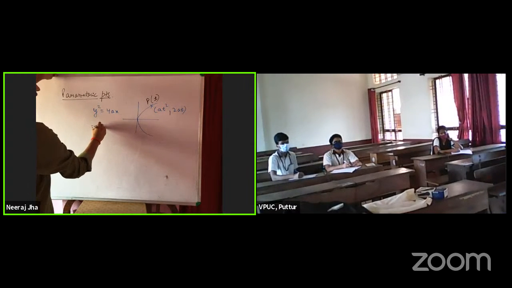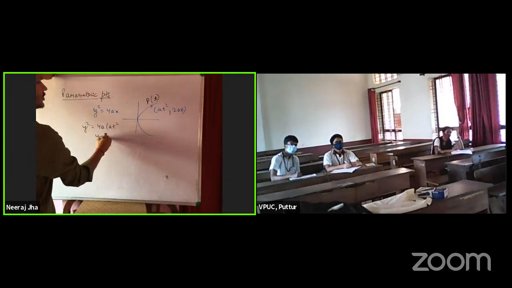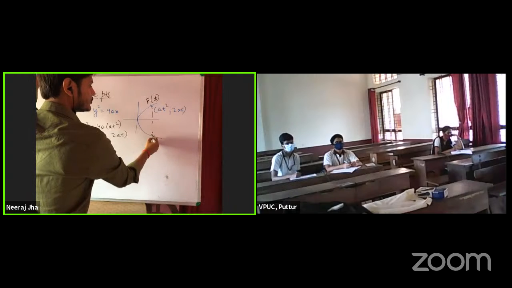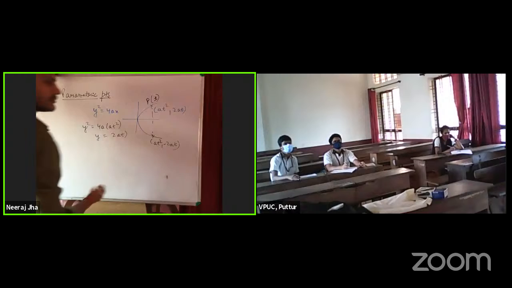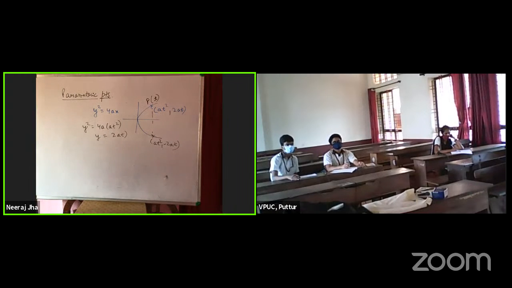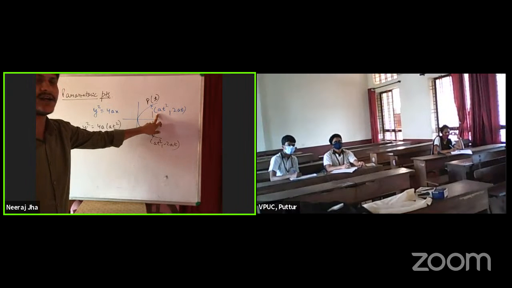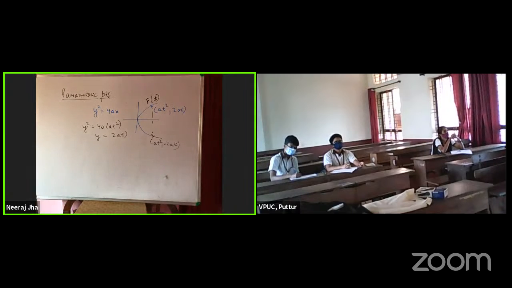I can verify this, or you people also can verify this. If you put x is equal to at square, 4a into at square, so y square, that means y is equal to 2at. Sir, why are you not taking minus 2at? One point just below this point will be (at square, minus 2at). So that doesn't matter. You have to take this point as (at square, 2at). This is the standard parametric point on the parabola y square is equal to 4ax. Any problem?